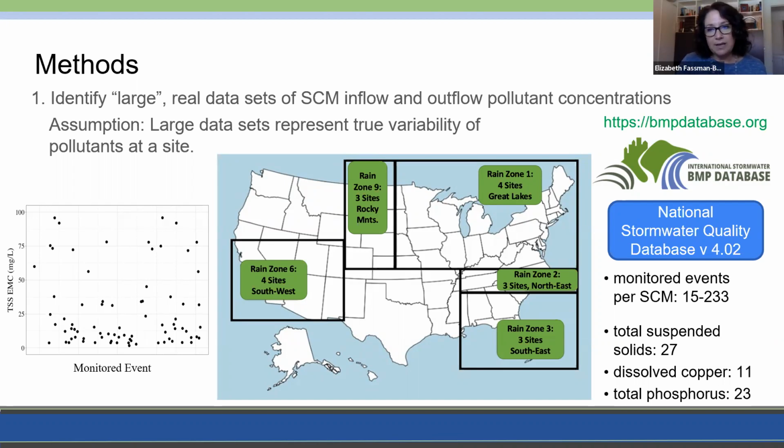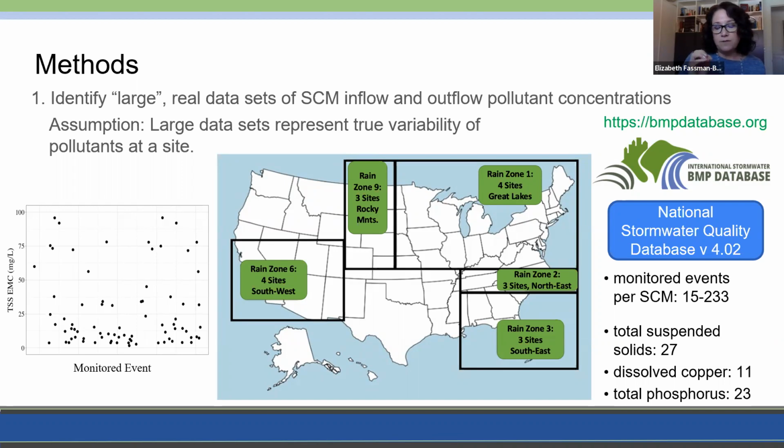However, when it comes down to it, even though the International Stormwater BMP database is just a fantastic repository for data, it turns out there's a real dearth of very large data sets. And so we supplemented a couple of data sets from the National Stormwater Quality Database. And those data sets were really for Rain Zone 6, where I'm located in the arid Southwest. There's just very little data there.